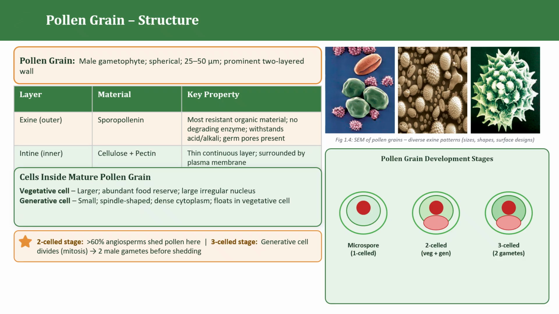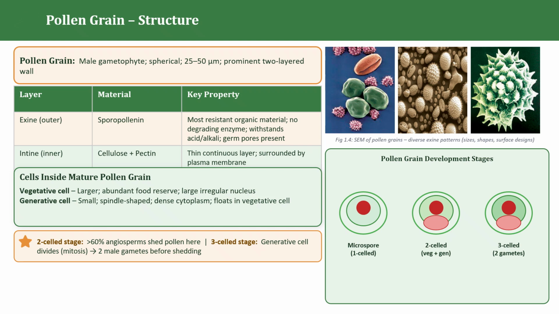So here we are going to see the pollen grain structure. What is a pollen grain? Pollen grain is the male gametophyte of the flowering plants. How do they look? They are microscopic. They are spherical. The size ranges from 25 to 50 micrometers, and they contain the male reproductive cells, and they also have a two-layered wall. So let's see the structure of the pollen grain.